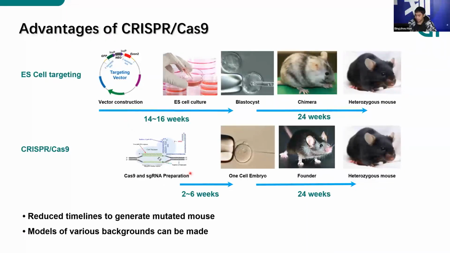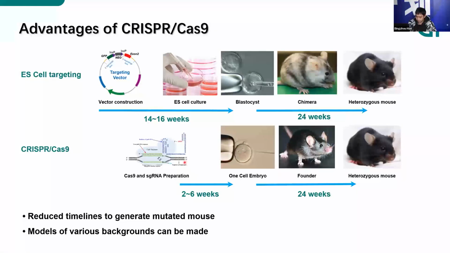So this process could be as short as 2 to 6 weeks, and then we inject these components into one cell stage embryos, and then we can get the founder chimeric mice, which is not cellular chimeric but genetically chimeric. And then we also cross this founder with the background mice, and we can get the heterozygous.